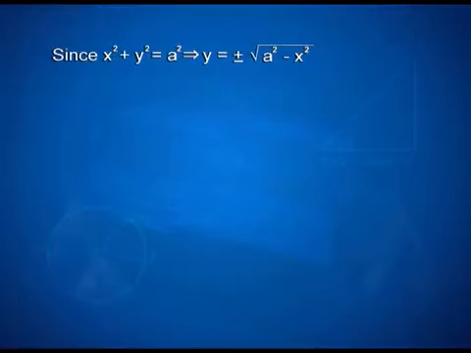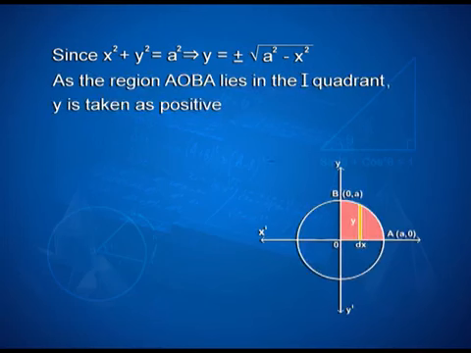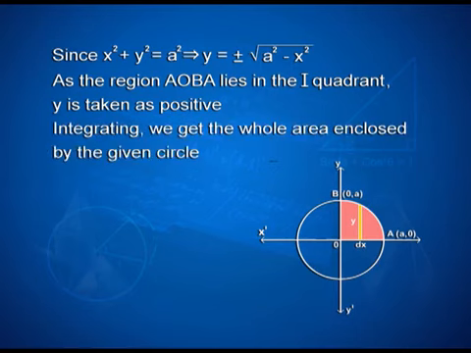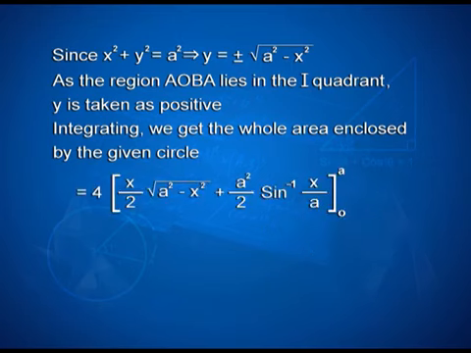Since x square plus y square is equal to a square, that implies y is equal to plus or minus square root of a square minus x square. As the region AOPA lies in the first quadrant, y is taken as positive. Integrating, we get the whole area enclosed by the given circle, that is equal to 4 into x upon 2 square root of a square minus x square plus a square upon 2 sine inverse x upon a, with limits 0 and a.